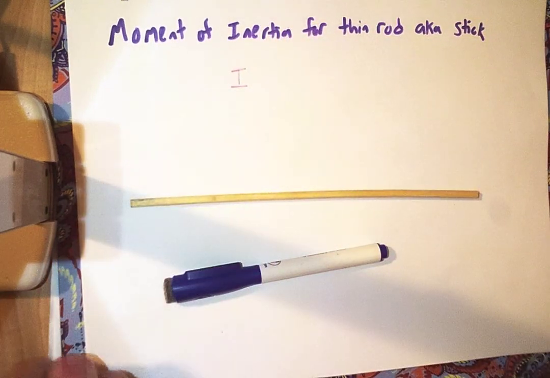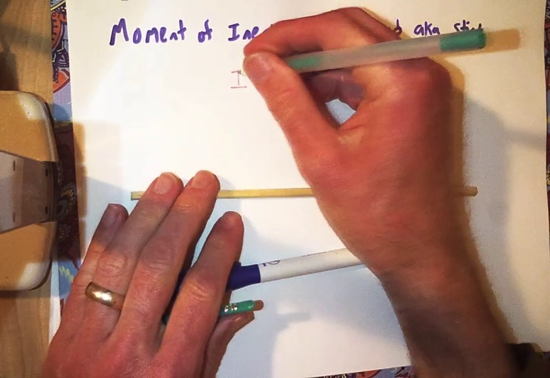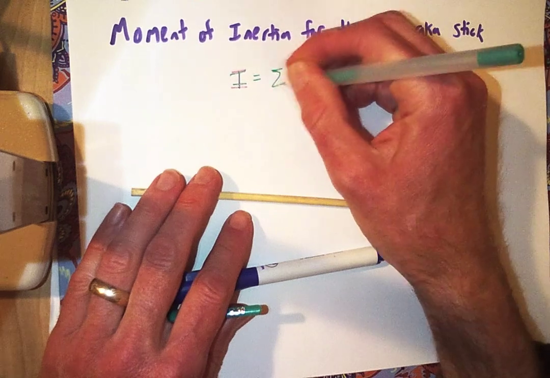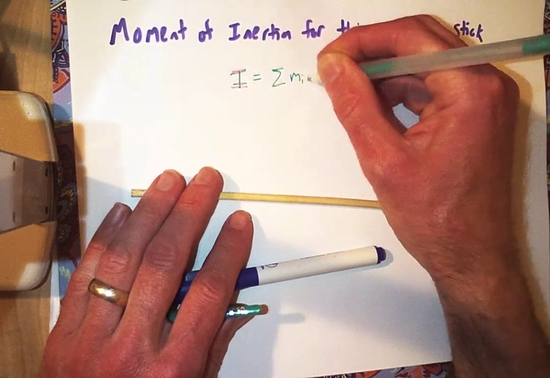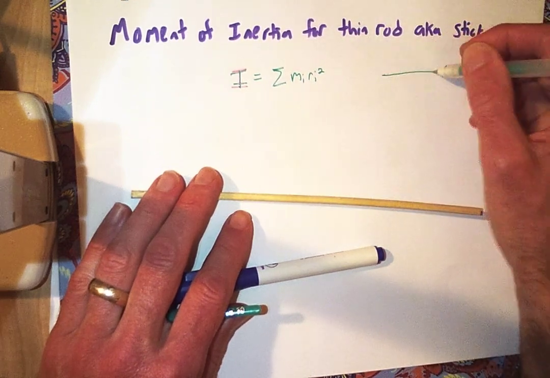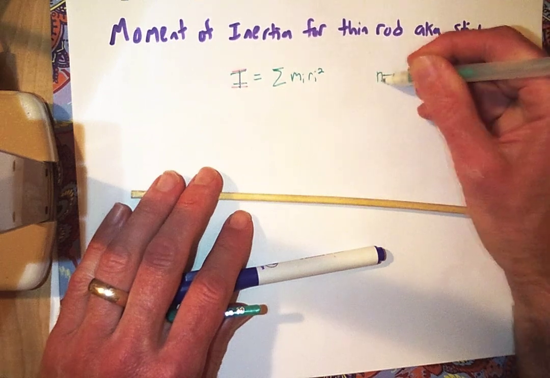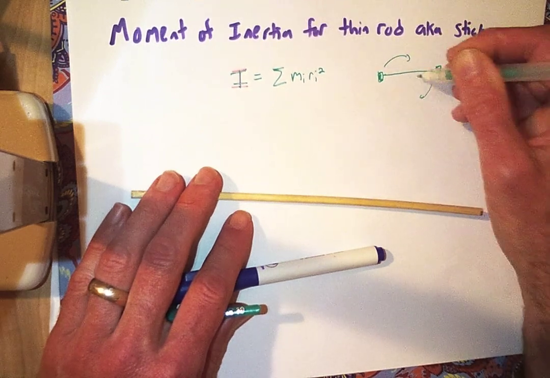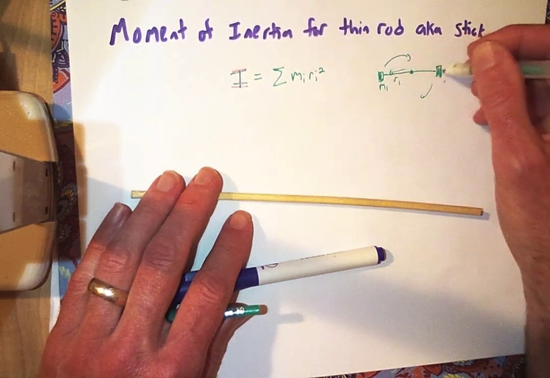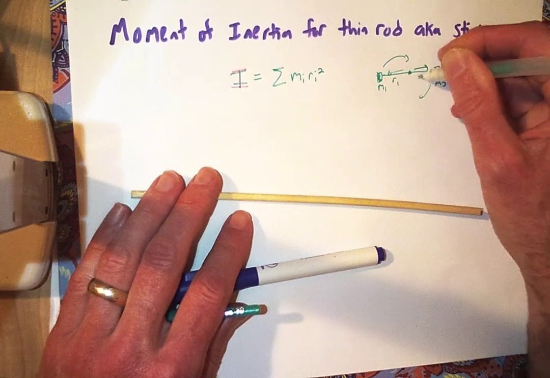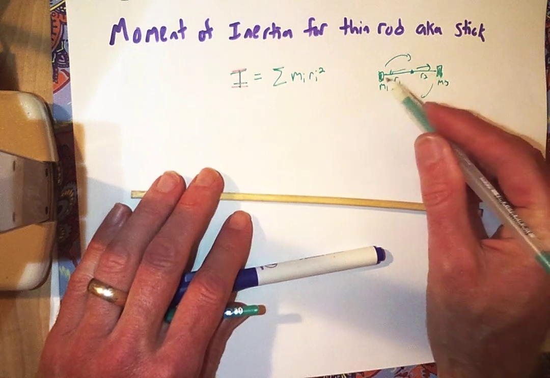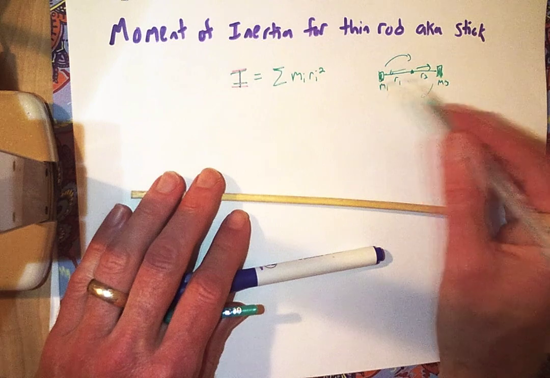Let's maybe do a different color. That one doesn't seem to be showing up that well. That's a little bit better. And so for just objects, we have the sum of m_i r_i squared. That would be if you just had a mass over here and a mass over here, and you were rotating it about some point like this. You would take this mass times this radius, and this mass times this radius, and add them together. That's assuming that this stick is massless or has very little mass compared to these two.